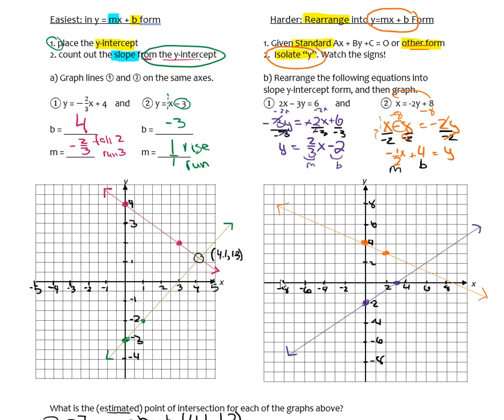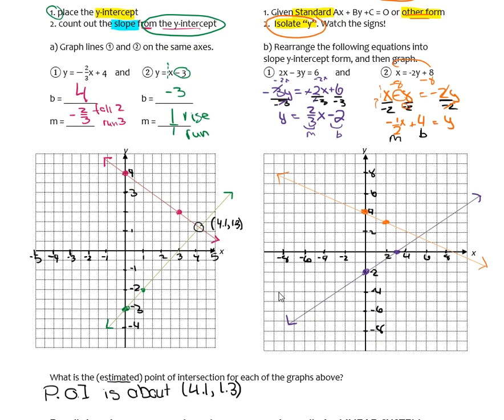And then, of course, the question below is, where do they intersect? So our first one was A. I should have put an A here. That was A. Here we are on B. Where do these ones intersect? What is the POI here?